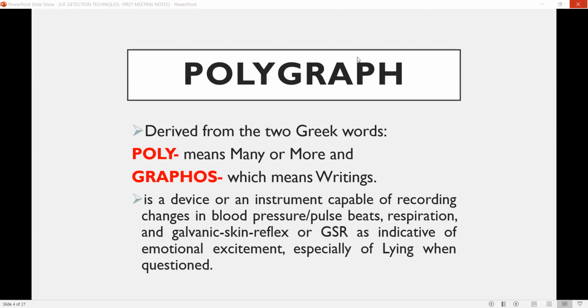So, polygraph is a device or an instrument capable of recording changes in blood pressure, or pulse rates, then respiration and galvanic skin reflex or GSR as indicative of emotional excitement. So again, if a normal person lies, of course there will be changes in blood pressure or pulse rate, respiration, and galvanic skin reflex.